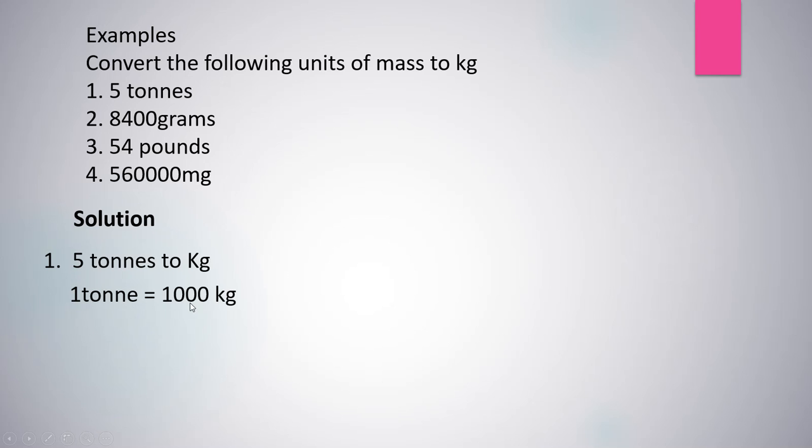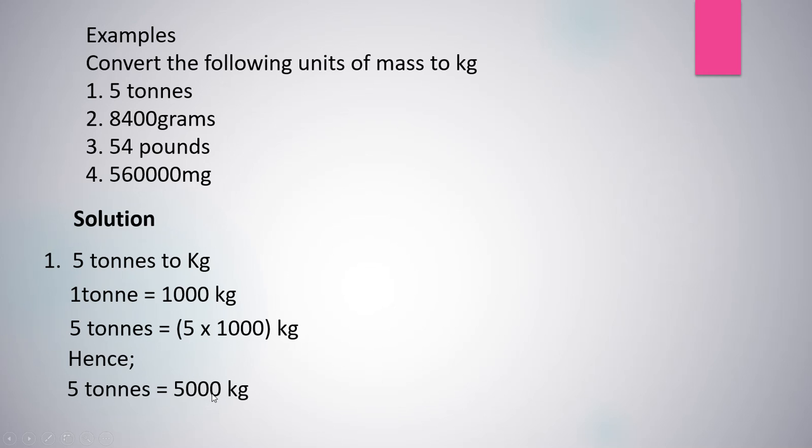We say that 1 ton is equal to 1000 kilograms. So how about 5? We shall say 5 times 1000, and we shall get, hence, 5 tons is equal to 5,000 kilograms.